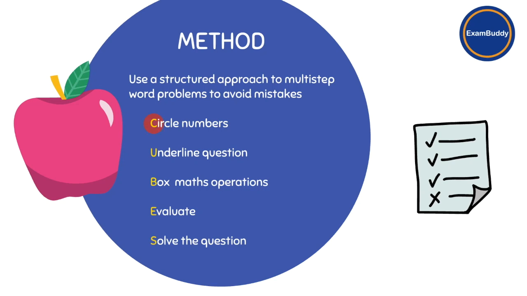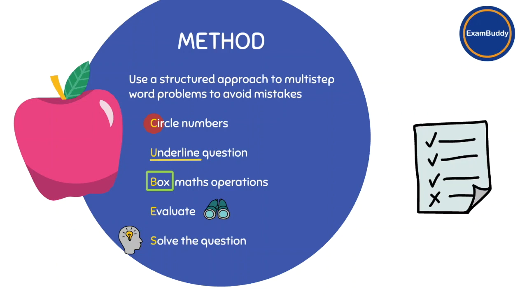First of all, circle any numbers that you see in the question. Underline the question to ensure that you know exactly what the examiners are asking you to do. Box all mathematical operation keywords: add, subtract, divide. Evaluate the information that you have before you start to answer the question, and then move on to solve the question.